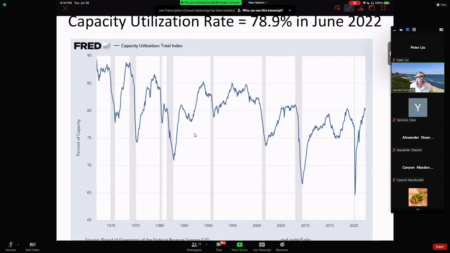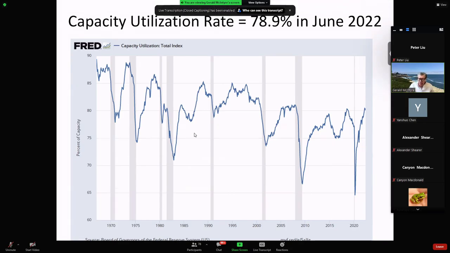Next, the capacity utilization rate. I saw a couple of comments here. It says 17.8% in June of 2022. And you can see the long run average is right around 80%, just maybe shy of 80%. We're pretty much right at that average, maybe a little bit above that average.